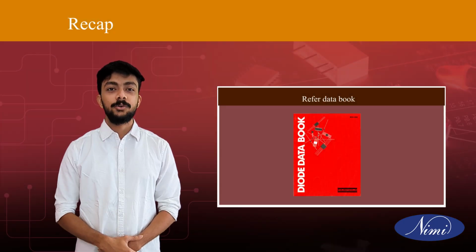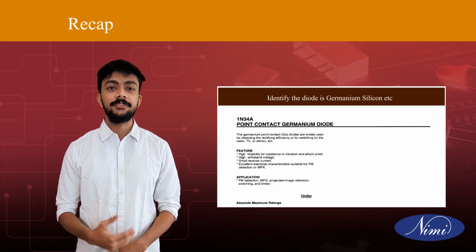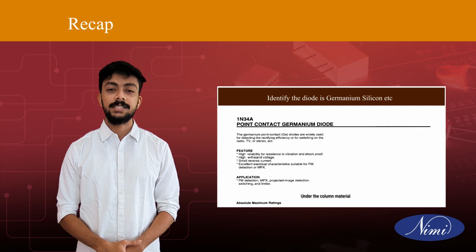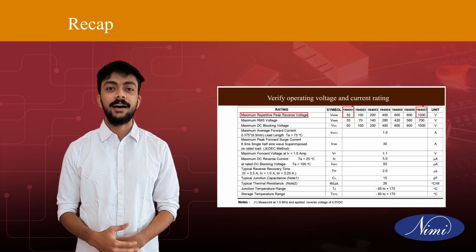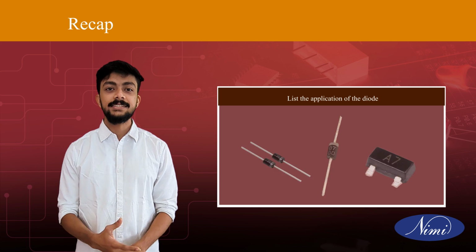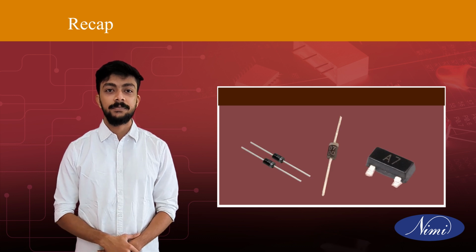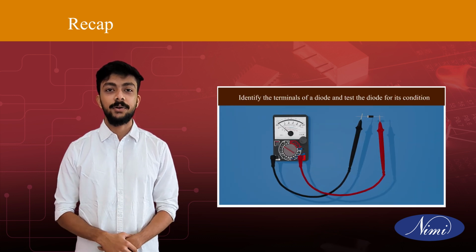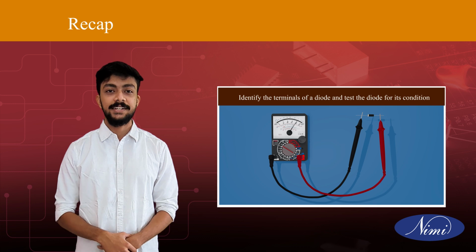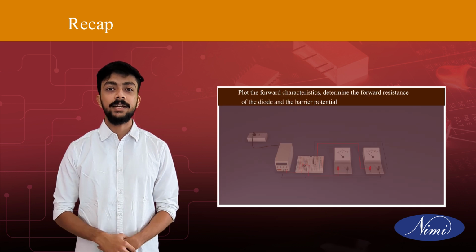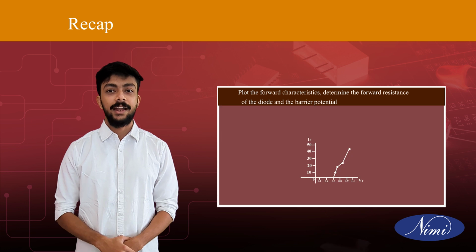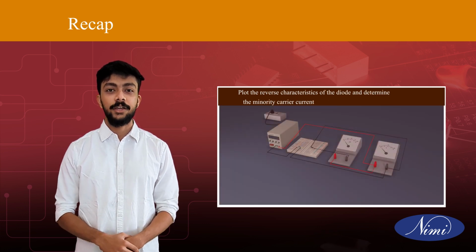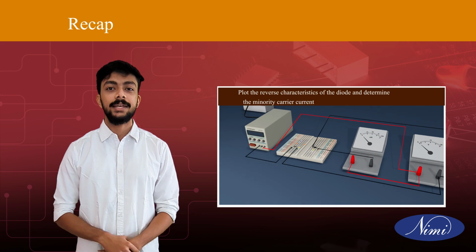Now you have learned to refer to the data book and identify whether the diode is germanium, silicon, etc. Verify the operating voltage and current rating. List the application of the diode. Identify the terminals of a diode and test the diode for its condition. Plot the forward characteristics. Determine the forward resistance of the diode and the barrier potential. Plot the reverse characteristics of the diode and determine the minority carrier current.